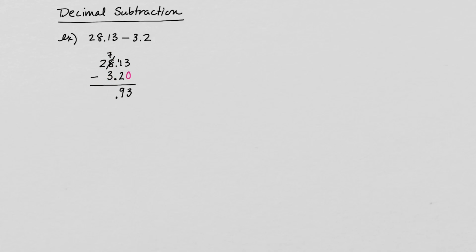7 minus 3 is 4. And then here I have the 2, underneath it is nothing, so I have 2 minus 0, so it's just going to be 2. So our answer here is going to be 24.93.